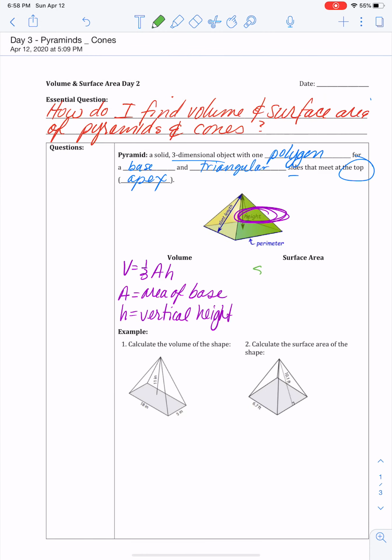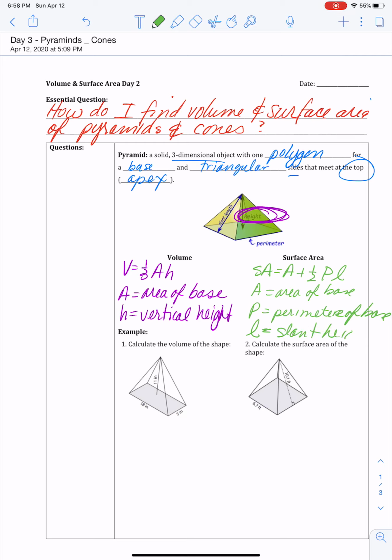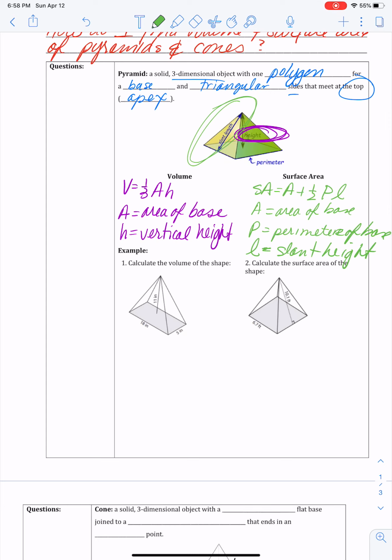So surface area is the area of the base plus half the perimeter of the base times the slant height. So again, A is area of base, P is the perimeter of the base, and L, it's like a cursive L, is the slant height. And that's this one that goes up the side of the pyramid. So it's just a matter of plugging the numbers into the formula, but grabbing the correct numbers from what we have to do.